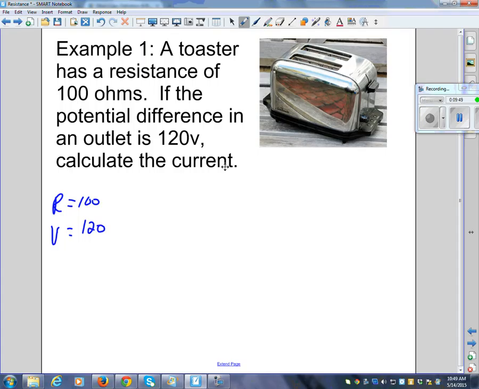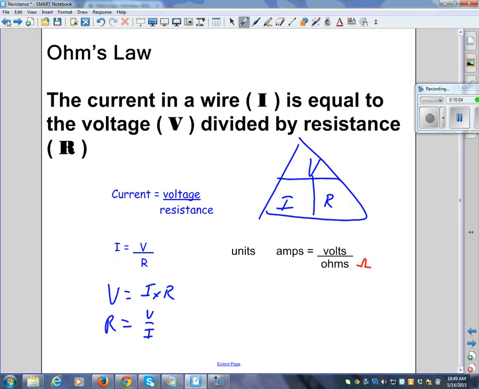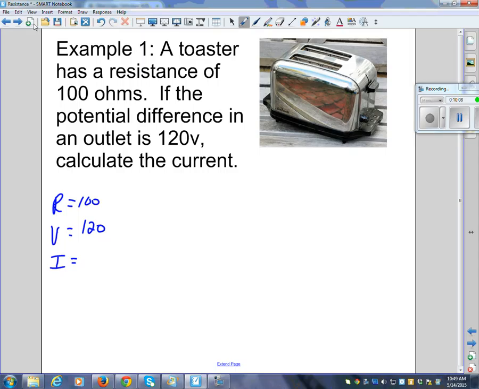Calculate the current. What's the letter for current? I. That's what you meant. Go back to the magic triangle. What's the formula for I? I equals V over R. I equals V over R. Write the formula. That's the next step. I equals V over R.